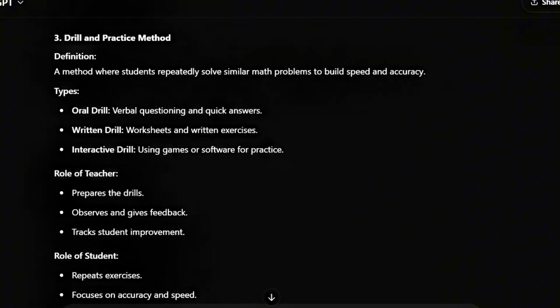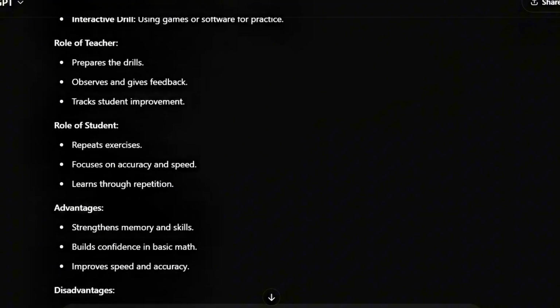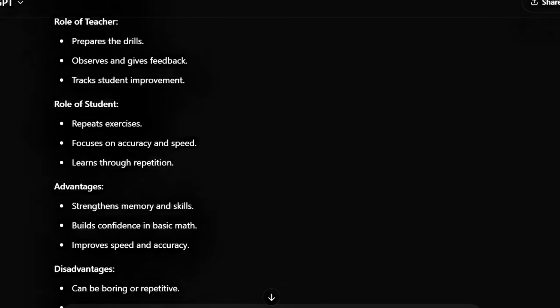Definition: a method where students repeatedly solve similar math problems to build speed and accuracy. Types: oral drill, verbal questioning and quick answers; written drill, worksheets and written exercises; interactive drill, using games or software for practice. Role of teacher: prepares the drills, observes and gives feedback, tracks student improvement. Role of student: repeats exercises, focuses on accuracy and speed, learns through repetition.